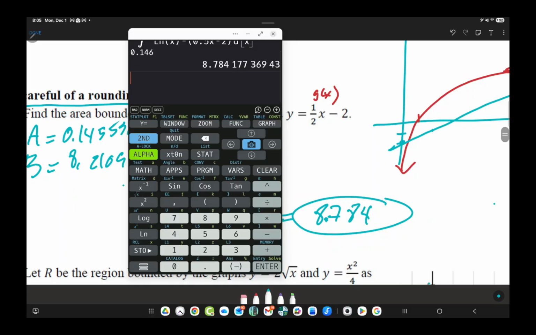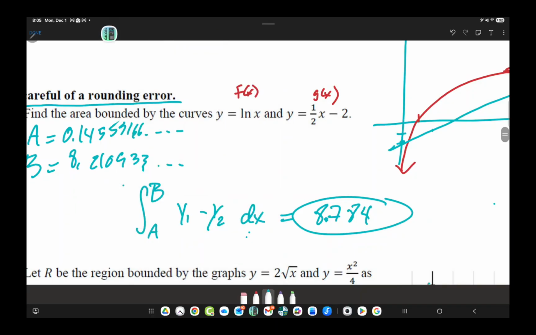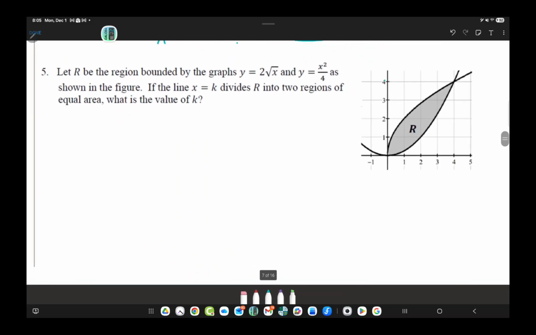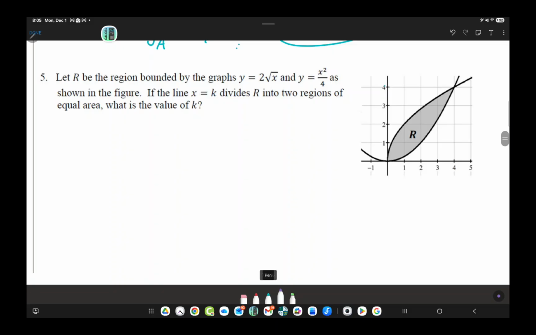So there it is. Then on to the best question of the day. Let R be a region bounded by the two graphs where this is y equals 2 square root of x. This is y equals x squared over 4. We want to find the line x equals k. So we want to find a vertical line that's going to bisect this region into two equal parts. I want to know what the value of k is.